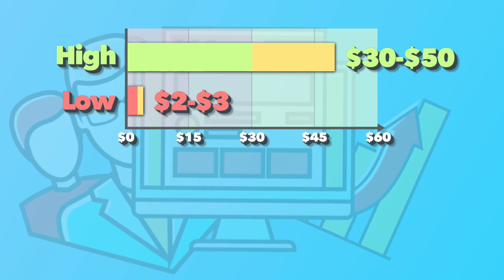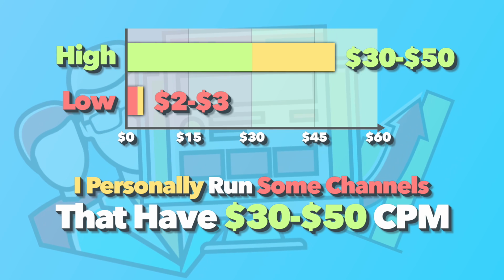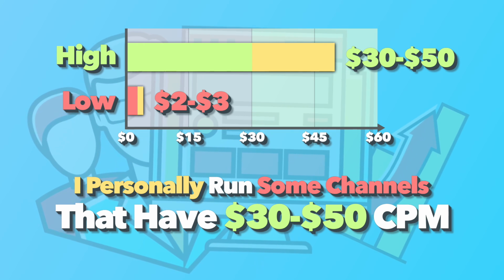Now, if you recall earlier in this video, I said that CPM is very important in determining how much money you make per 1,000 views. And I personally run some channels in very high CPM niches that make $30 to $50 per 1,000 views. And I'm going to reveal the best high CPM niches in just a second to give you an idea of what types of channels are actually making that much or more per 1,000 views. But first, let's go over some of the math that we just did, but now plugging in $30 per 1,000 views, as an example, if we chose a high CPM niche.